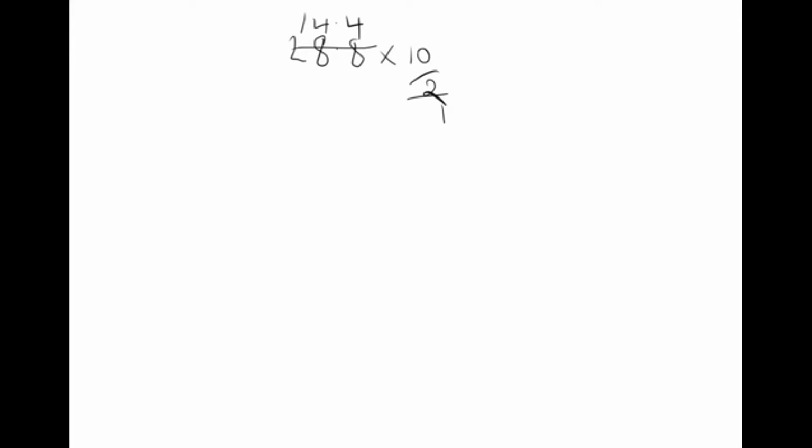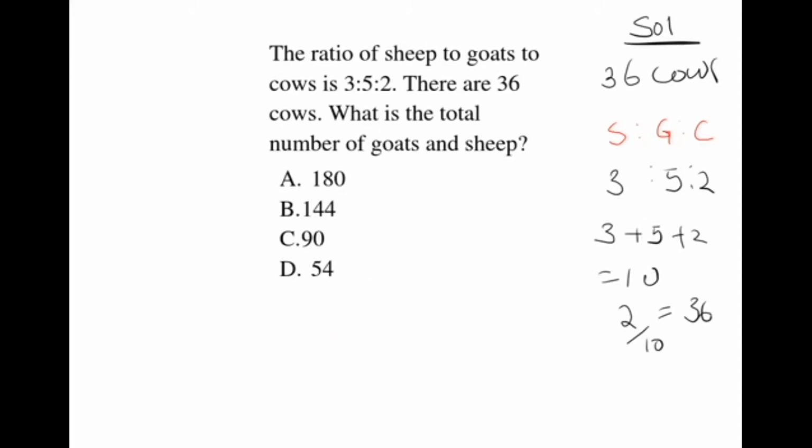14.4 times 10, we get 1440. Count one decimal place. It will be here. So we shall have 144. Therefore, our correct choice is B, 144.